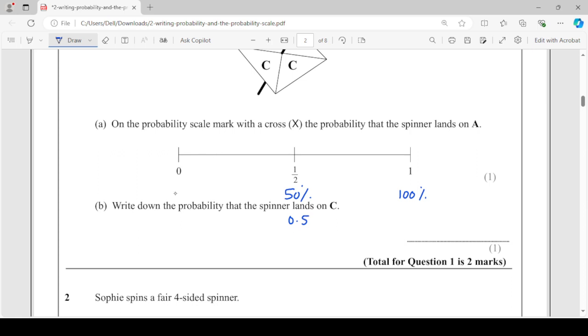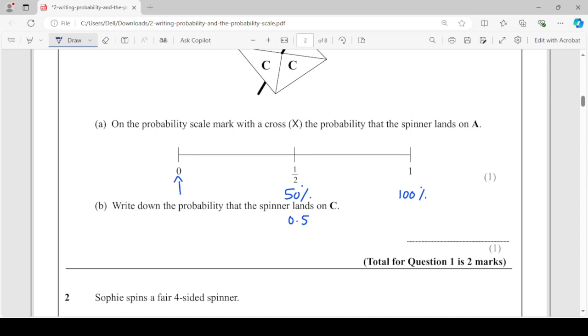Now, if you're at 0, that means your probability of an event happening is 0. It's impossible for that event to happen. For example, if I'm rolling a dice, what's the probability of getting a 12 if it's a fair dice? How many sides are there in a dice? There are 6 sides, from 1 up to 6. So there's no chance of you getting a 12 on a dice.